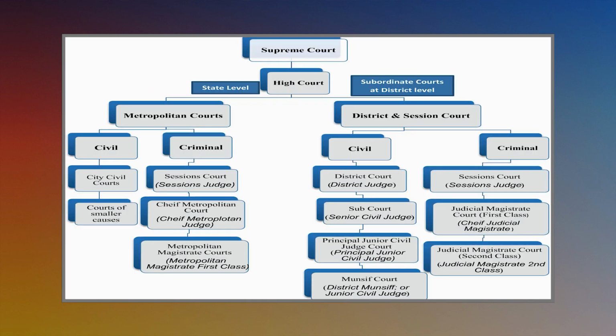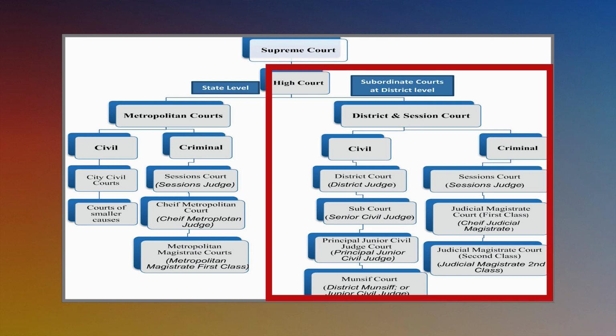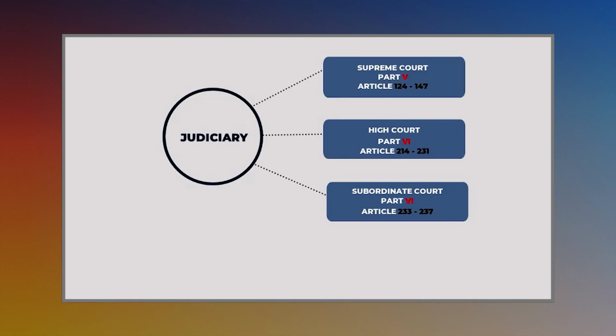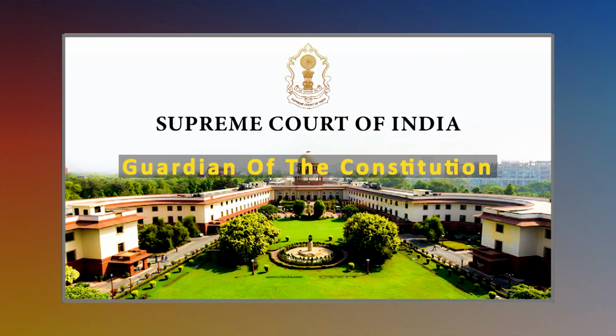Below the Supreme Court stands the High Court in the different states, and under each High Court, there is a hierarchy of other courts which are referred to in the Constitution as subordinate courts. That is, courts subordinate to and under the control of the High Court, which is mentioned in Article 233 to 237. How the Supreme Court is considered as the guardian of the Constitution.